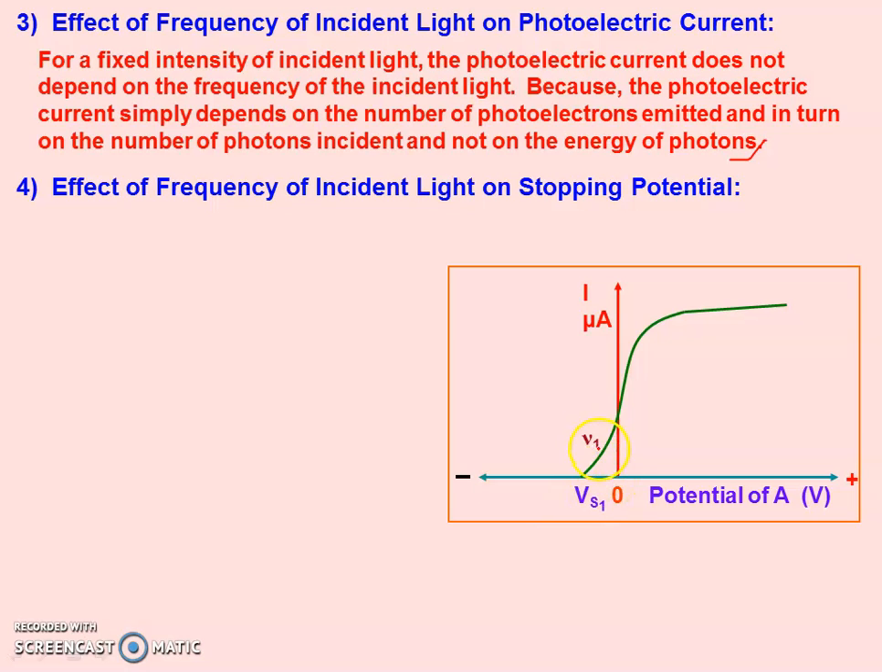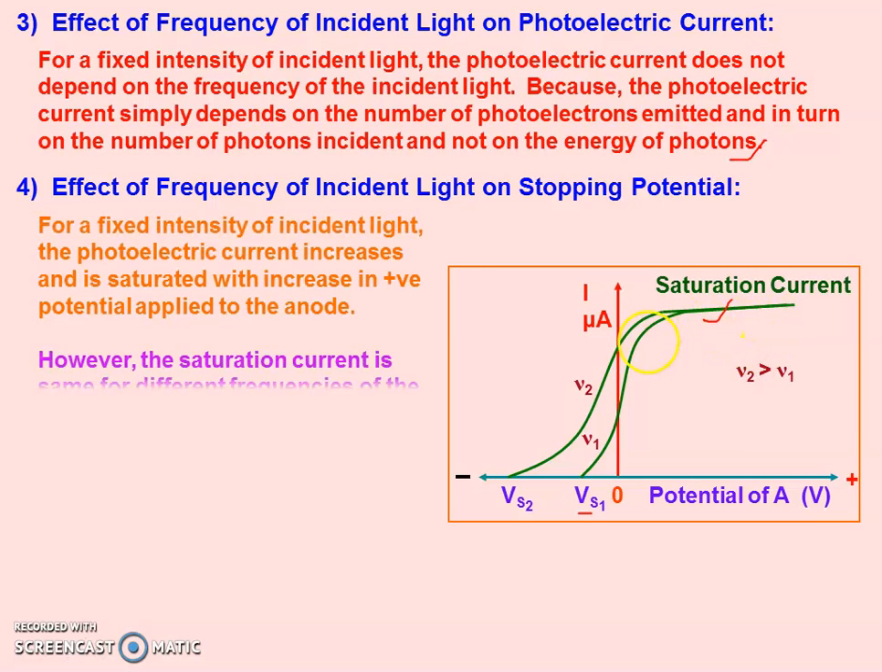For the first frequency, nu 1, the stopping potential is at this point, very near to the point O, or very near to the origin. If we increase the frequency by keeping the intensity constant, the stopping potential increases. For both, the radiation intensity is the same, so current is also the same. As you know, photoelectric current depends on intensity, but intensity is constant, so current is constant, but the stopping potential is different for the different frequencies.